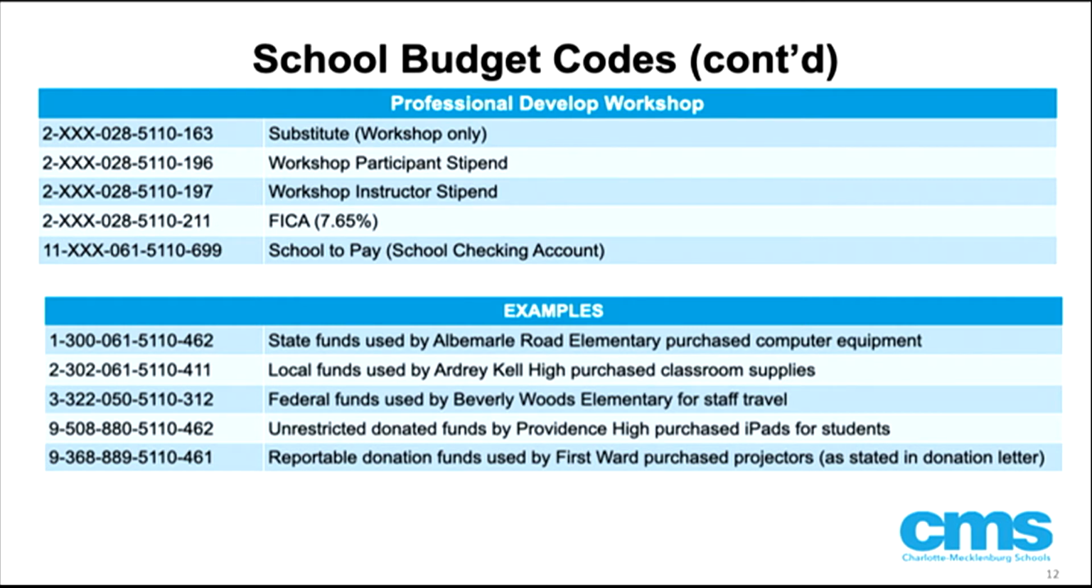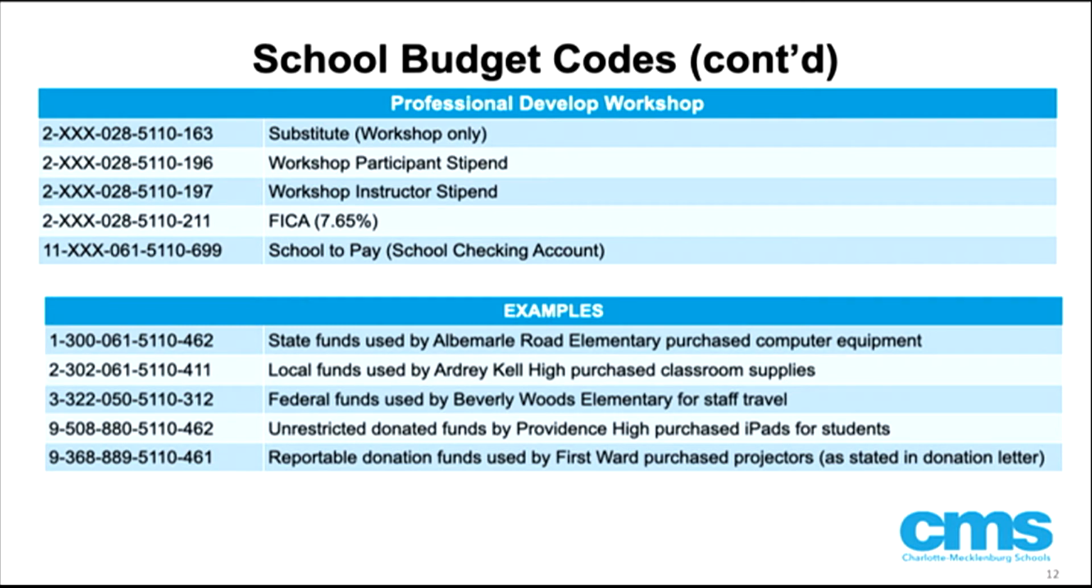And always you're going to have Social Security. Social Security is known as FICA, F-I-C-A. And it's been stuck at 7.65% for years. So just wanted to let you know that. And here are some examples.